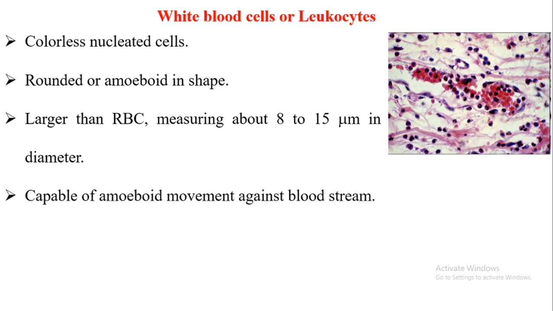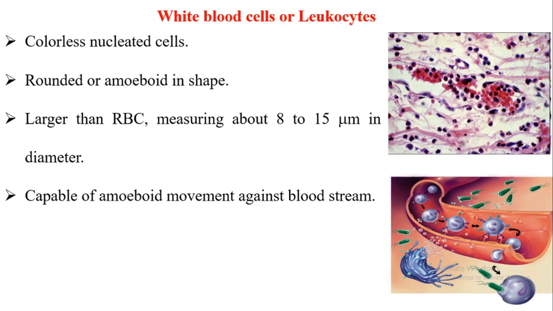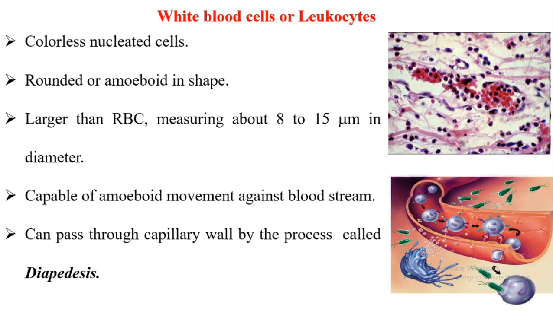They are capable of amoeboid movement against the bloodstream. That means they can move in the opposite direction of the bloodstream. Bloodstream is flowing in one direction, so these WBC are capable to move in opposite direction. They can pass through capillary wall by the process called diapedesis. In the diagram here you can see the process by which WBC are coming out of the capillary wall. So they can pass through this capillary wall, and this movement is called diapedesis.